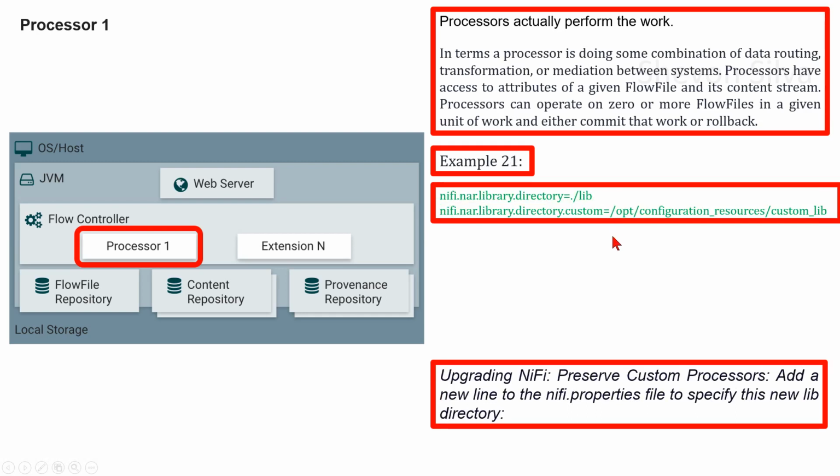Now we are considering preserving custom processors when upgrading NiFi. If you have any custom NARs, preserve them during upgrade by storing them in a centralized location as follows. Step 1: create a second library directory called custom_lib. Step 2: move your custom NARs to this new lib directory. Step 3: add a new line to the NiFi properties file to specify this new lib directory.